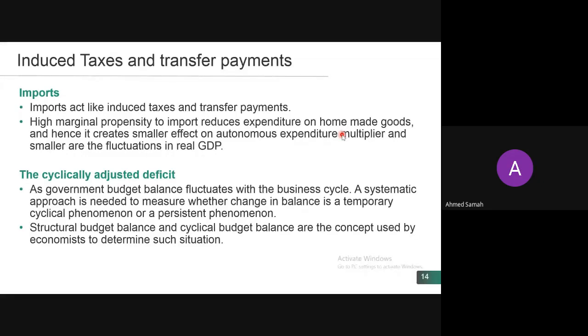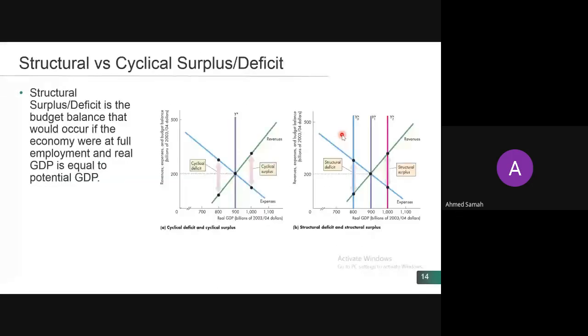Structural budget balance and cyclical budget balance are the concepts used by economists to determine this situation. So let's talk about structural and cyclical budget surplus or deficit. Structural surplus or deficit is the budget balance that would occur if the economy were at full employment and real GDP is equal to potential GDP.